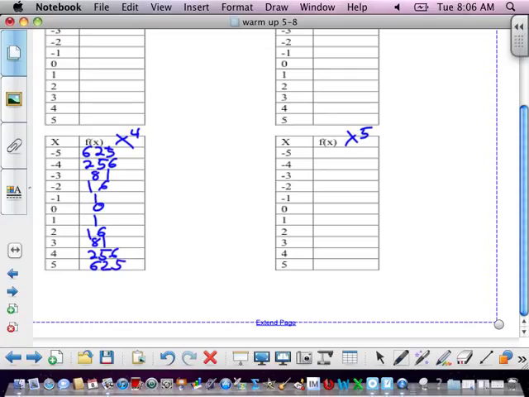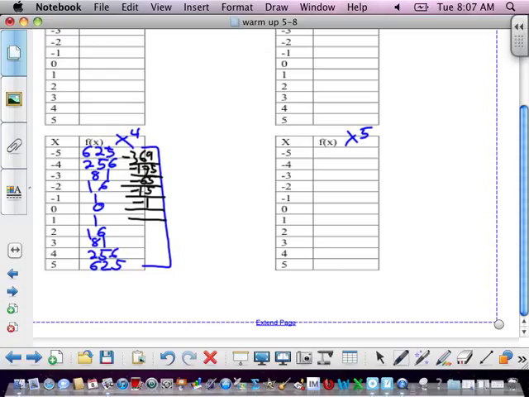Now we're going to do the first differences. All right, 625 to 256 is negative 369. 256 to 81 is negative 175. 81 to 16 is negative 65. 16 to 1 is negative 15. 1 to 0 is negative 1.